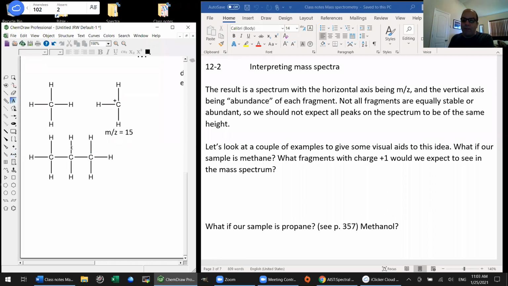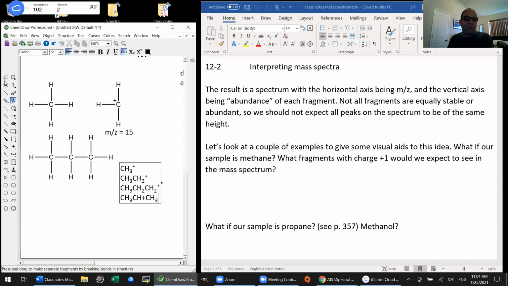Or we can lose one of these, and you'll wind up with an isopropyl radical and cation, only the cations would be visible. That's going to have the same weight, of course, as the propyl one. Or we can break one of the carbon-carbon bonds. So the pieces we will get are CH3 plus, CH3CH2 plus, the one propyl cation, and we'll also get the isopropyl cation, CH3 CH plus CH3.